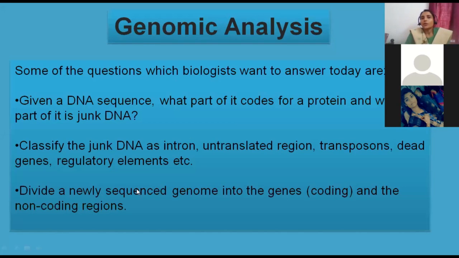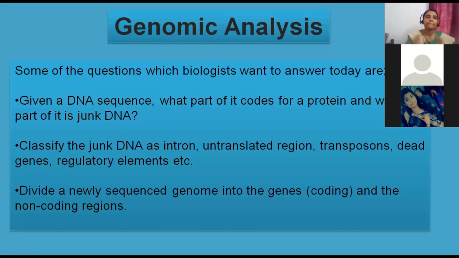Now, some of the questions which biologists want to answer today using genomic analysis, or why do they need genomic analysis? First of all, given a DNA sequence, what part of it codes for a protein and what part of it is junk DNA? So you have a whole genome. You should know that our DNA has some genes, and the other DNA sequences do not code for a protein. That is called junk. So which is which? Which part is a gene? Which part is a junk one?